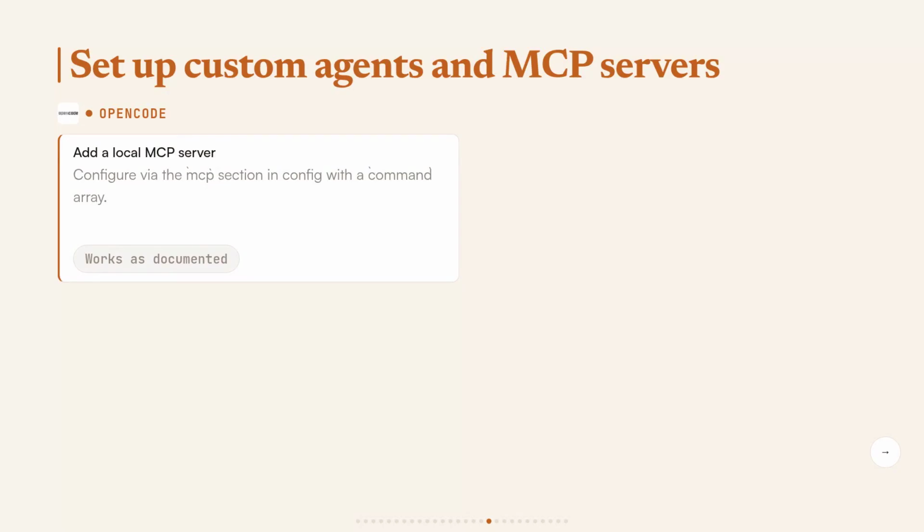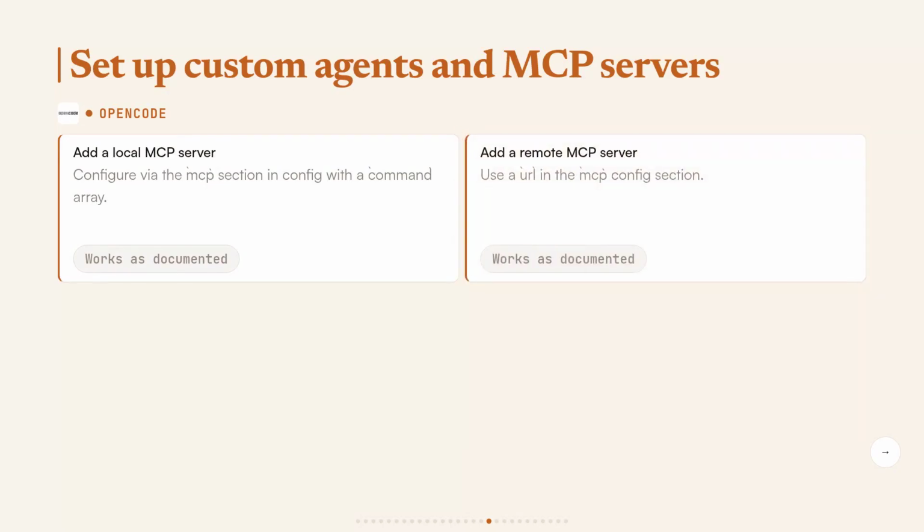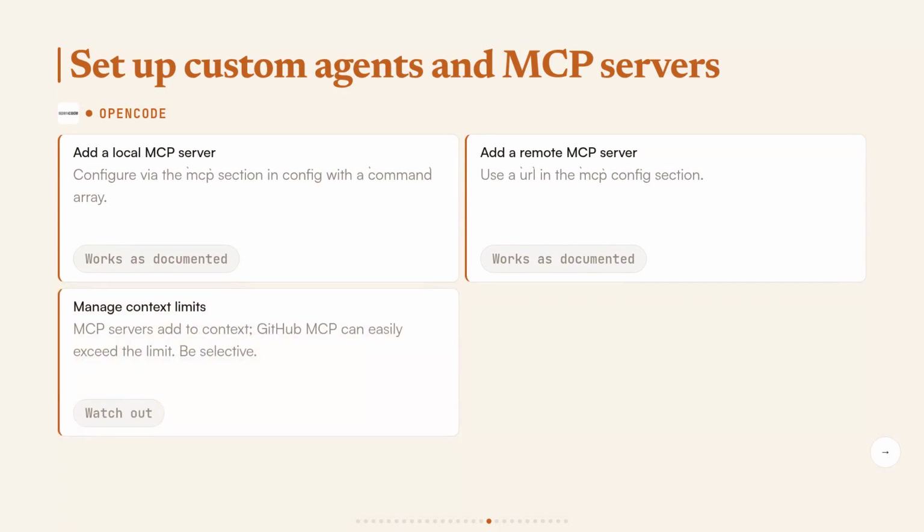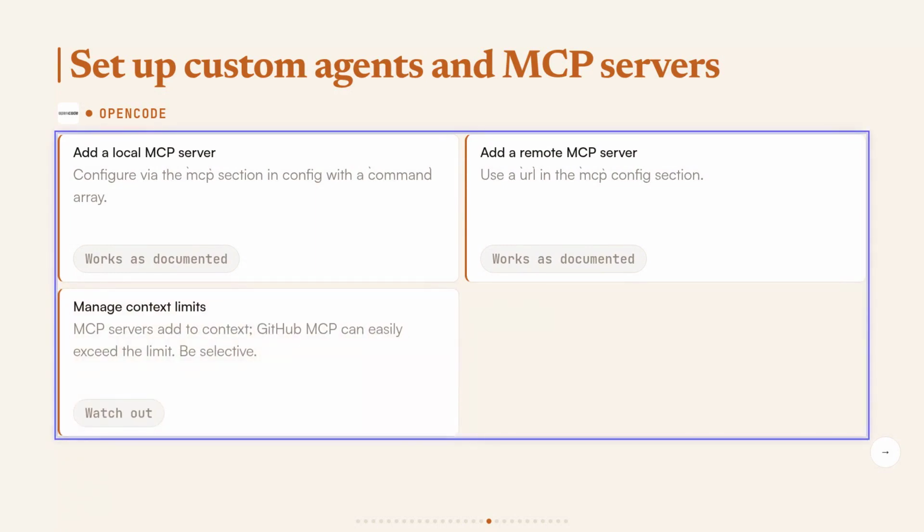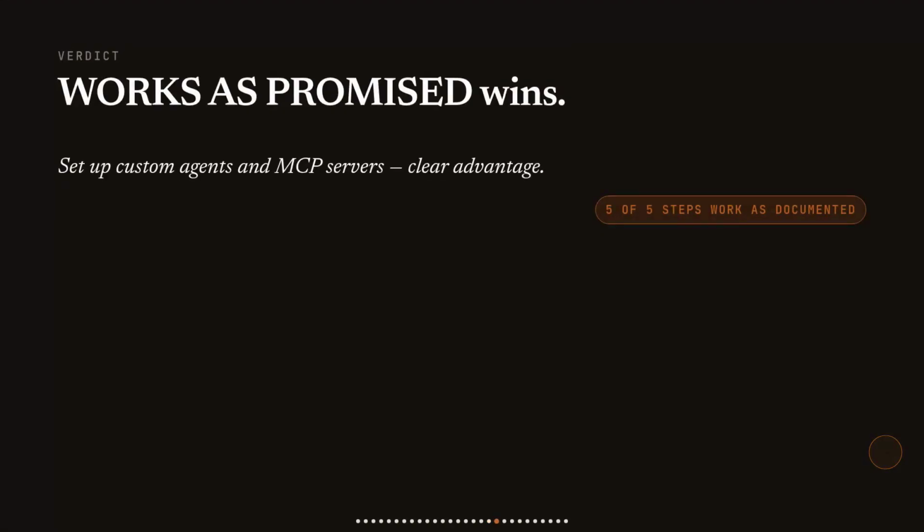Here's the real watchout, and it's documented, not a guess. MCP servers add to your context window, and something like the GitHub MCP server can eat through your limit fast. If you connect every MCP server you can find, you'll hit context limits before you've written a line of code. The smarter move is enabling them selectively, per project, based on what that specific task actually needs.